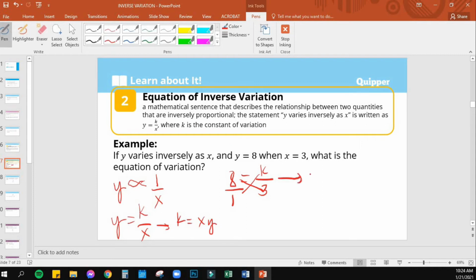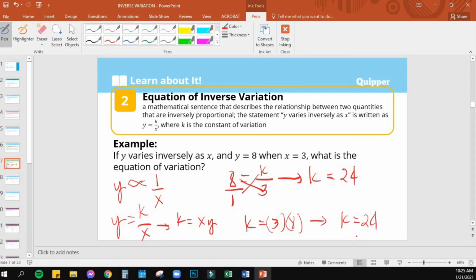So, k times 1, that is k, is equal to 8 times 3, that is 24. So, the value of the constant is 24. Or, you can use the other, which is k is equal to x times y. So, k is equal to, what is x? X is 3, times, what is y? Y is 8. So, k is equal to 24.